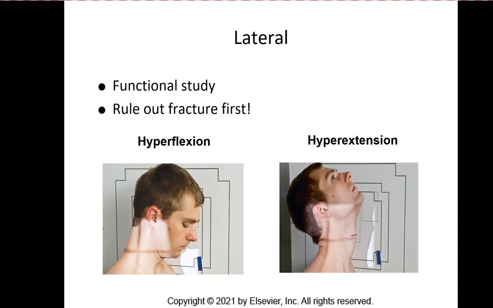Hyperextension, which you see on the right, you're going to ask the patient to raise their chin and tilt their head back as much as possible. A nice easy trick for this is to ask the patient to look at the ceiling. Again, make sure they don't move their whole torso backwards so that you clip any posterior anatomy. Okay. Now again, Bontrager is indicating these as hyperflexion and hyperextension. At clinicals, you'll hear them called flexion extension.